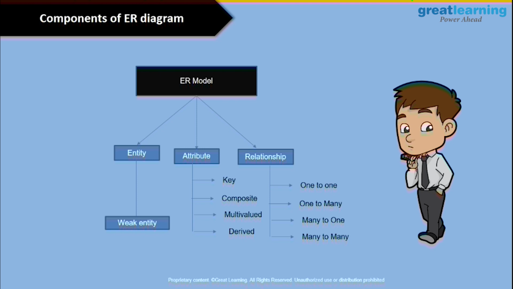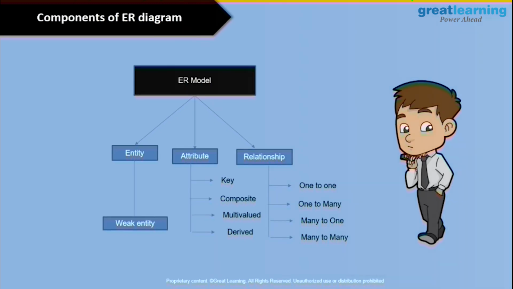Now let's have a quick look at the whole diagram we have looked at so far. For entities, there are two types, weak and strong entity. For attributes, you have key, composite, multivalued, derived, right? And simple attributes. And then we have relationships. For relationships we have one to one, one to many, many to one, and many to many, right? This is a quick look at the whole ER model. So we have understood the ER model.